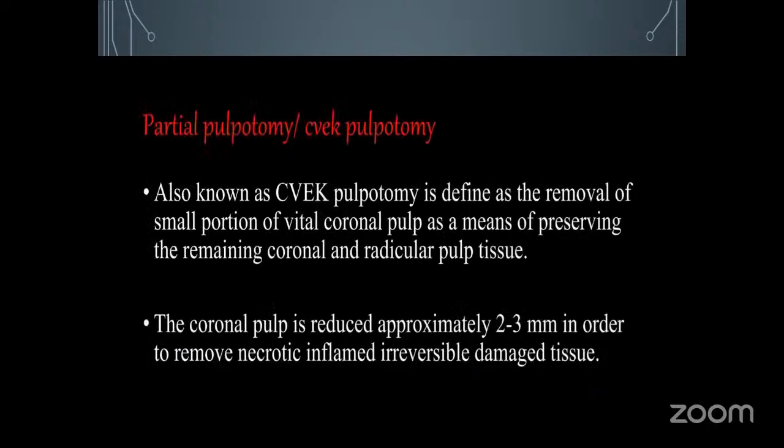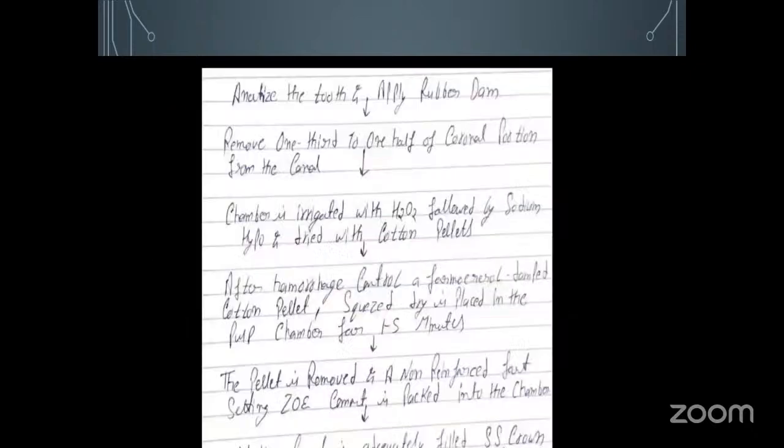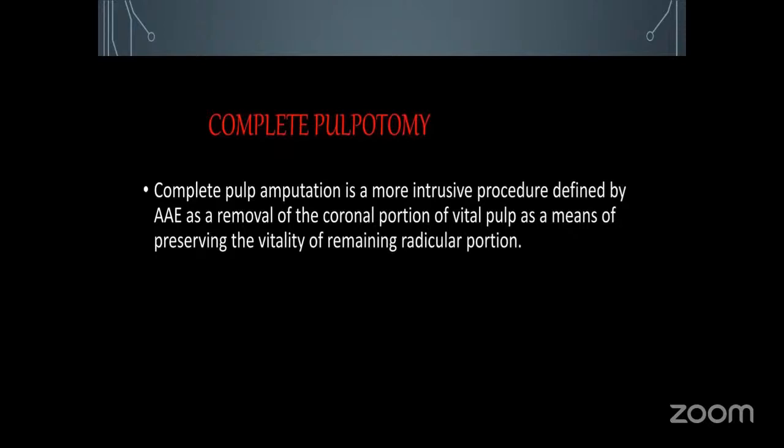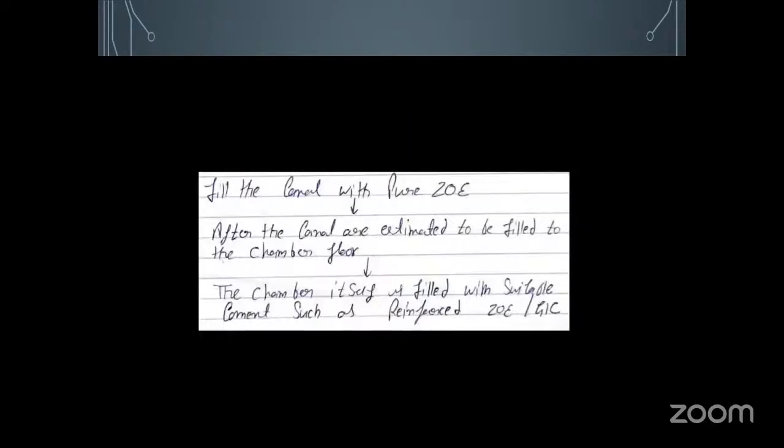What happens is that instead of removing the entire coronal pulp, at last there will be a small amount of coronal pulp and radicular pulp remaining. Normally, in pulpotomy we know the pulp is removed from the coronal aspect. That is called partial pulpotomy. So you can see in the C image, a small bleeding is there, indicating that some pulp is remaining as such. In complete pulpotomy, as you know, the complete coronal pulp will be removed from the area.